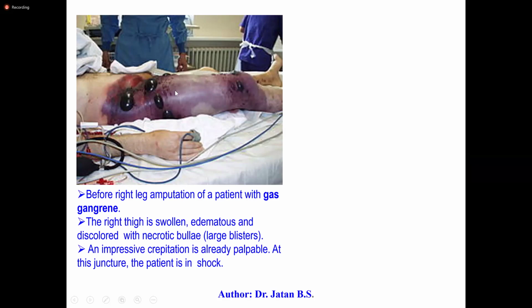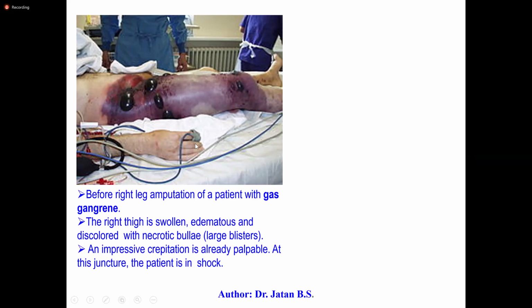There is some kind of crackling sound, if you feel, because of gas. Since there is gas below the skin, and normally we don't have gas below the skin, when there is accumulation of gas below the skin because of gas gangrene, you'll feel some kind of crackling sound when you feel. That is called crepitation, at this junction, and the patient is in shock.